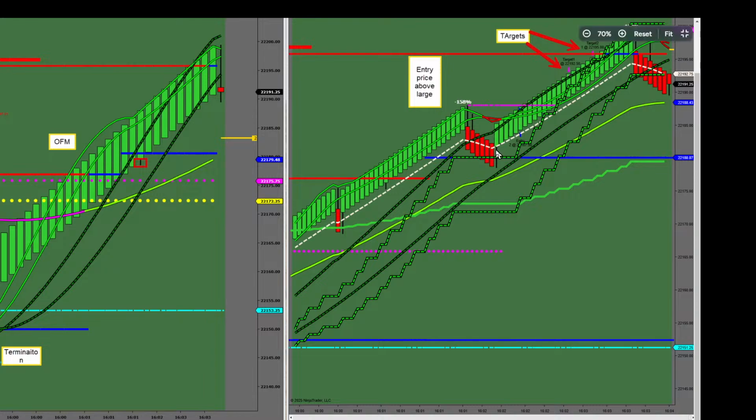So what happens is if you get in down here, you have room. You have room to get to trouble, right? Instead of trading directly into trouble.